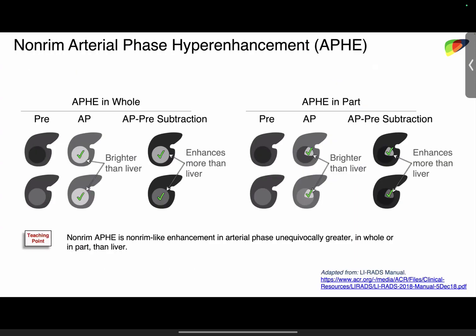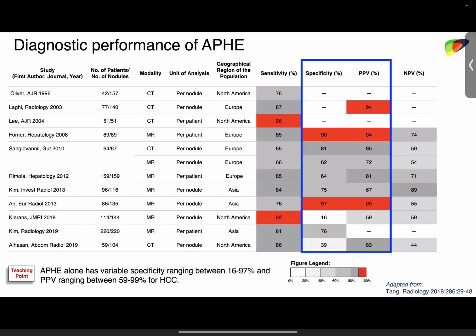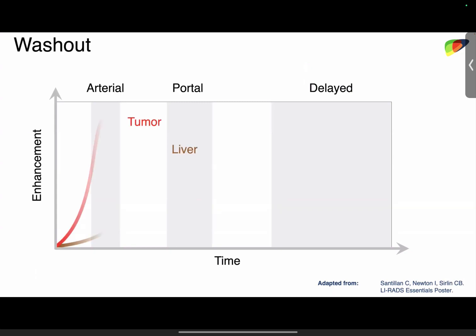Now, this is an example of non-rim APHE, which refers to enhancement in arterial phase which is unequivocally greater, either in whole or in part. When taken alone, APHE has variable specificity, ranging from as low as 16% to as high as 97%. Notice that the positive predictive value, which we use for interpretation of the imaging findings, ranges between 59 and 99%. So very wide and sometimes not so great.